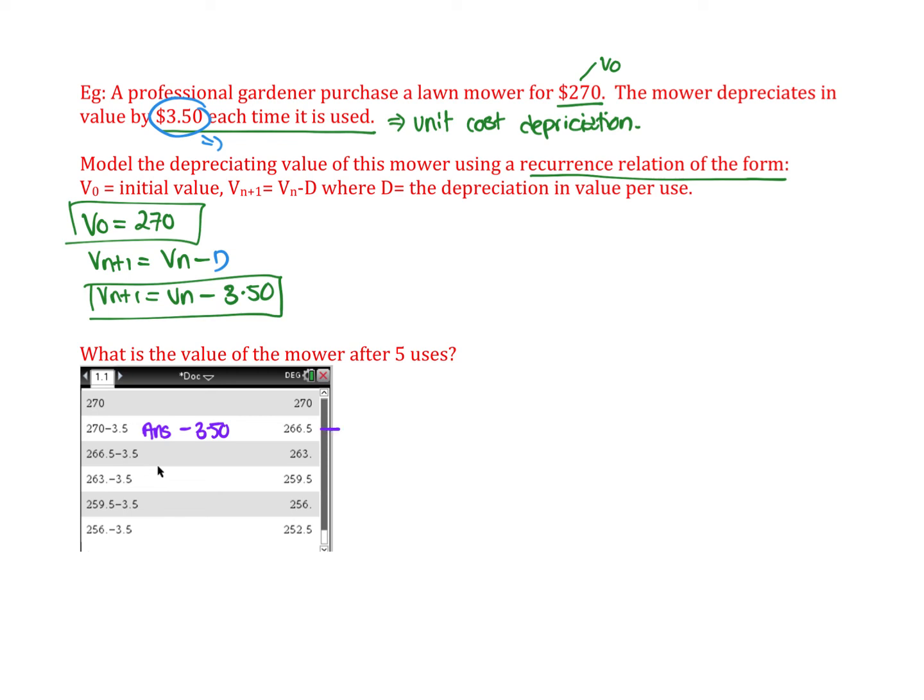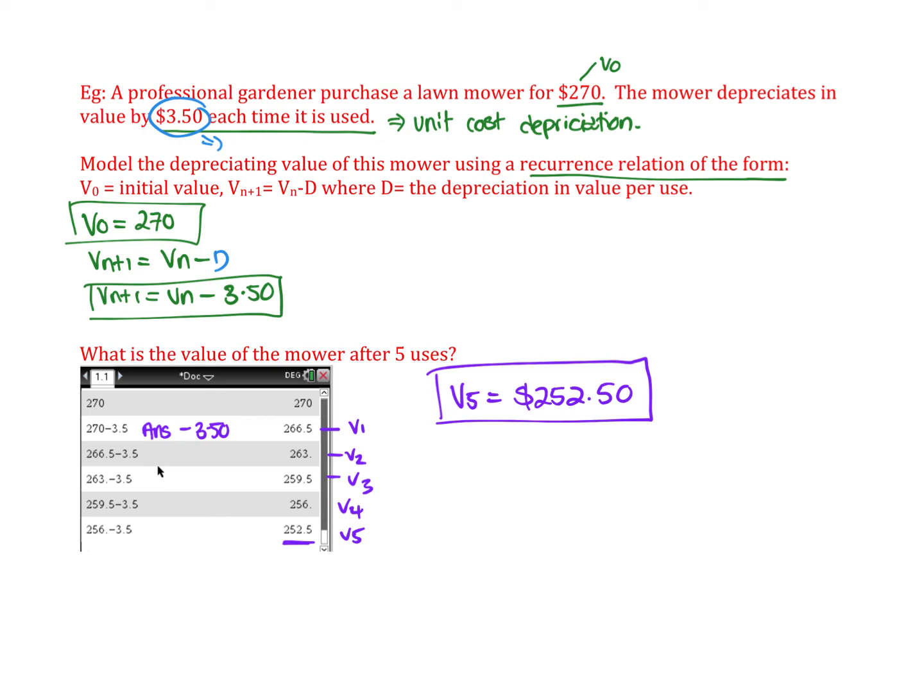Now it says 5 uses, so that was V1 use, V2, V3, V4, V5. So what is the value? V5 is $252.50. Why do I put the 0 there? Because we're talking about money, aren't we? And we should always have 2 decimal places for money. So it's good to get in a good habit of that. Your calculator just writes 0.5, but I need to write 0.50 because we're talking about cents. All right, so that's that.